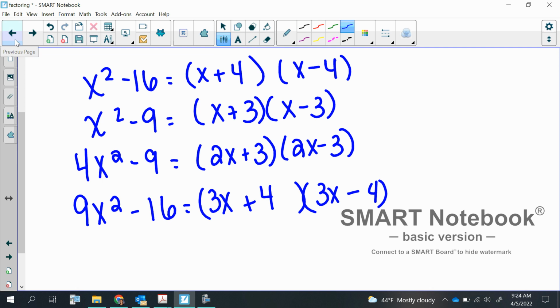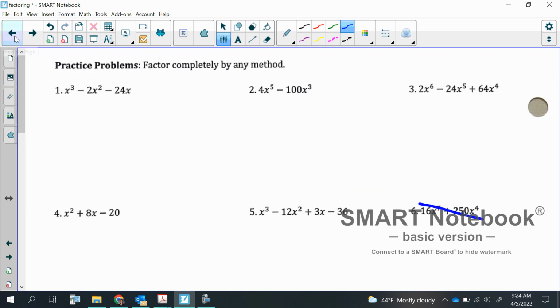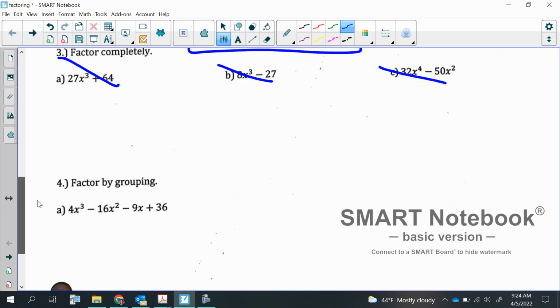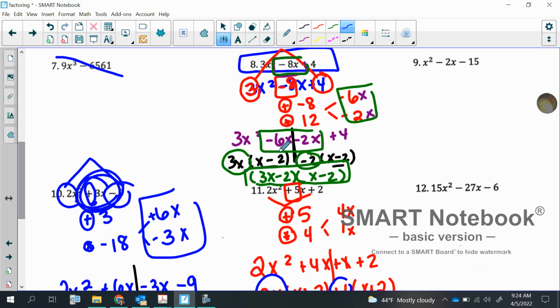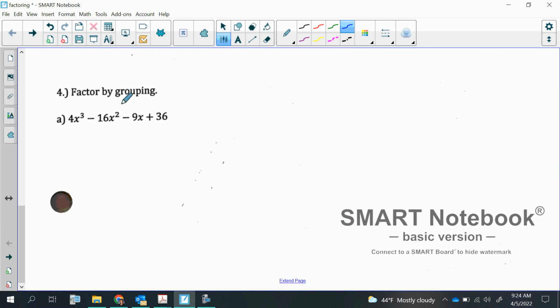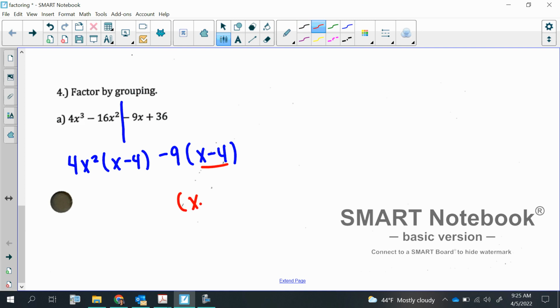So looking back, I want to go down to the factoring by grouping. When you have 4 terms, this is where we left off in these problems. You create 4 terms, split it, factor by grouping. Anytime you have 4 terms, you're automatically going to split it and factor by grouping. So I'm going to factor these two. What can I pull out? I can pull out a 4x squared, left with x minus 4. Here, what can I pull out? Negative 9. I'm left with x minus 4. So now one of your factor pairs is x minus 4.